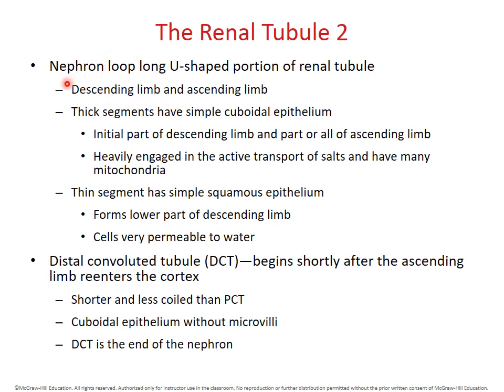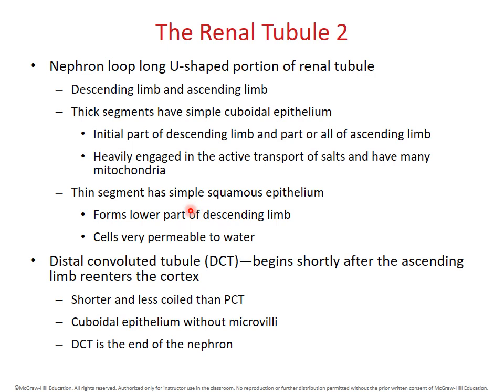It is broken up into a descending limb and an ascending limb. Of course, a descending limb is the part on the proximal convoluted tubule side that carries fluid filtrate down into the medulla. And then the ascending limb carries the fluid back up to the cortex. The descending limb and ascending limb have what are called thick and thin segments to them. The thick and thin segments are different in terms of their function and structure.